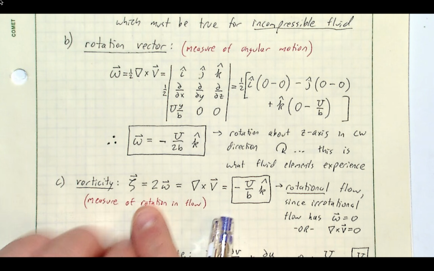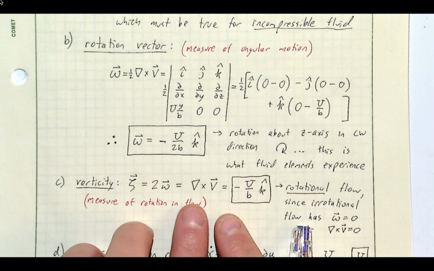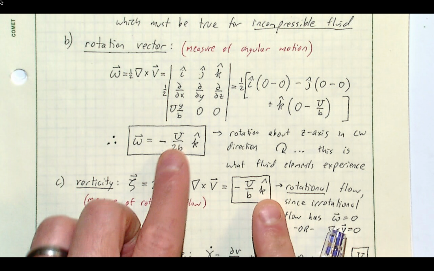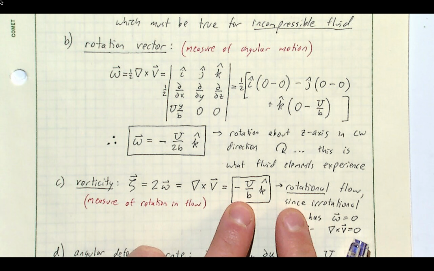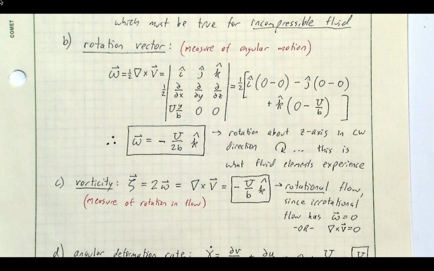The vorticity is just then 2 times this rotation vector. And so it's truly just the curl of velocity without the half factor. And that's why we have a 2 on the bottom there. So we just get rid of that 2, or multiply through by 2. And this tells us that this is a rotational flow. Irrotational flow has 0 rotation vector. It has 0 curl of velocity. So this must be a rotational flow.